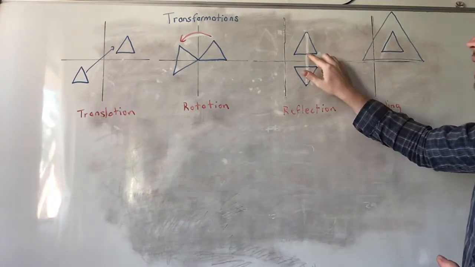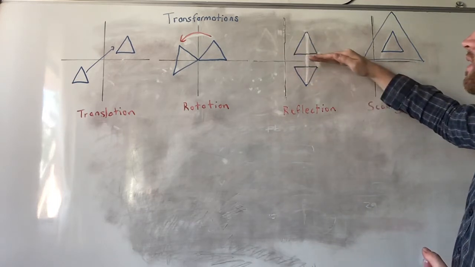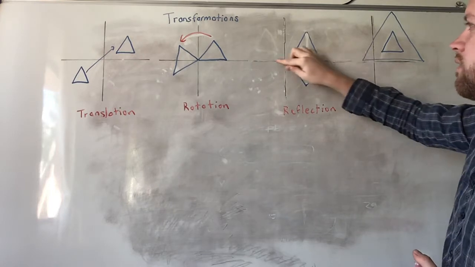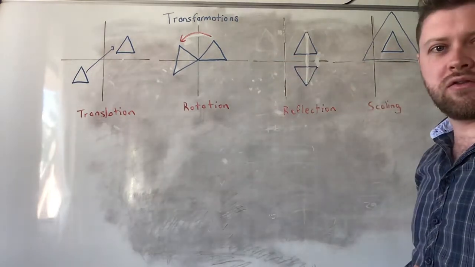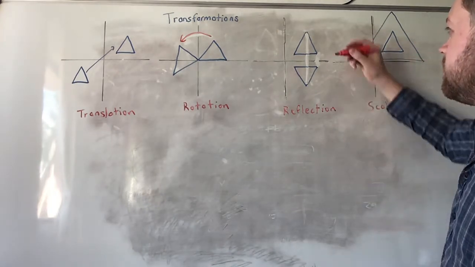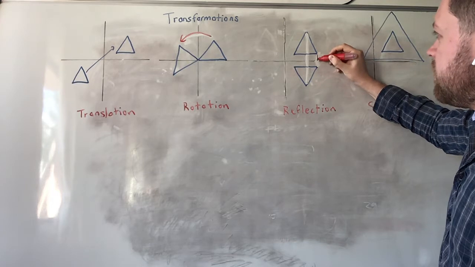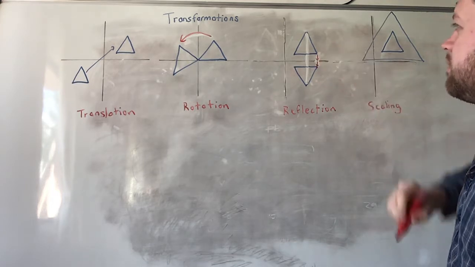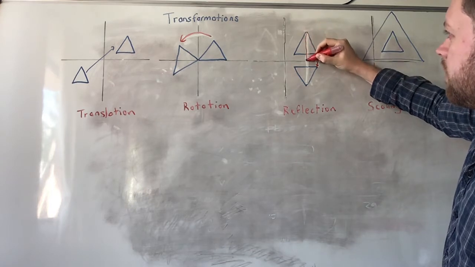The next transformation is a reflection transformation. In this case, you have an equilateral triangle, and we're reflecting it in the x-axis. So the x-axis is our line of reflection, or axis of reflection. What you do is you start with the point on the object, and you move down to the x-axis, and then you move down the same distance again. And this works for all points on the object.